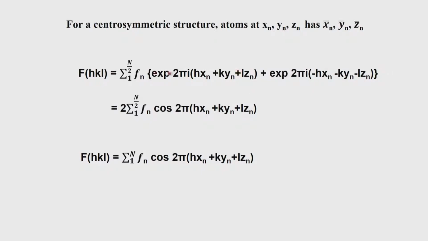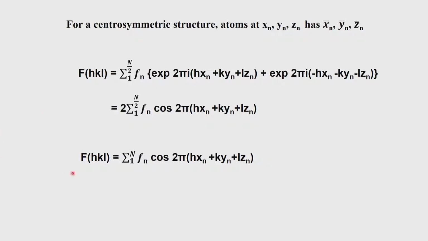If one evaluates this, the sine terms vanish, as we showed in the previous discussion, and therefore you see that this is equal to 2 times the sum over 1 to n by 2 of fn cosine 2 pi (hxn + kyn + lzn). So what you do is consider half the number of atoms, sum them, multiply by 2 and get the cosine function. Or the easiest way to program it is F of HKL equal to the sum over 1 to n of fn cosine 2 pi (hx + ky + lz). So the dependence on the imaginary part is completely gone. There is no complex quantity associated with centrosymmetric structures.